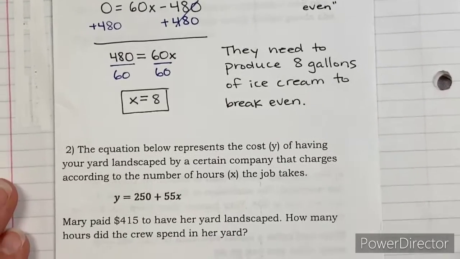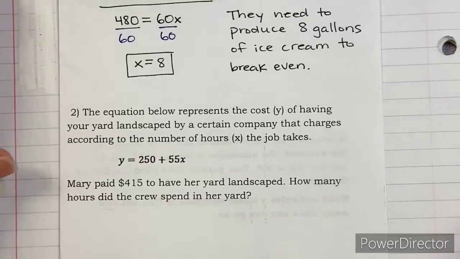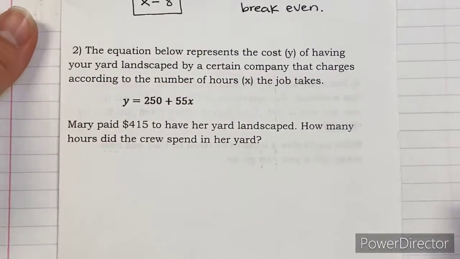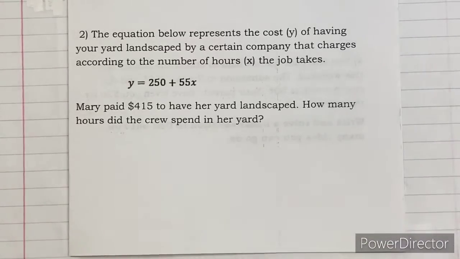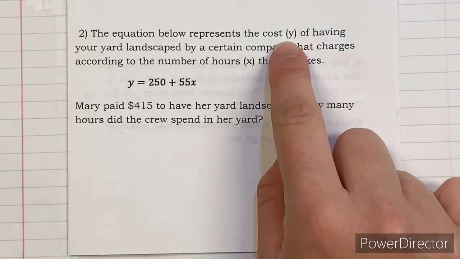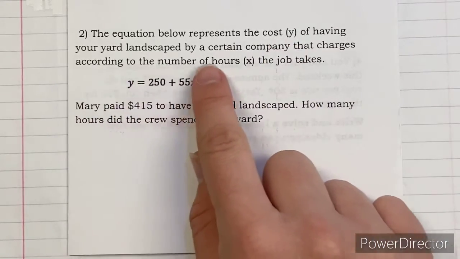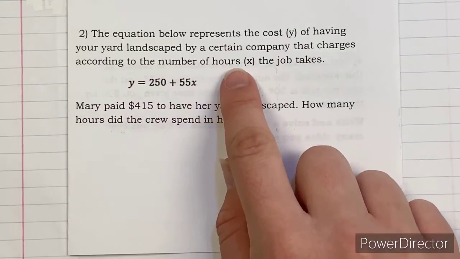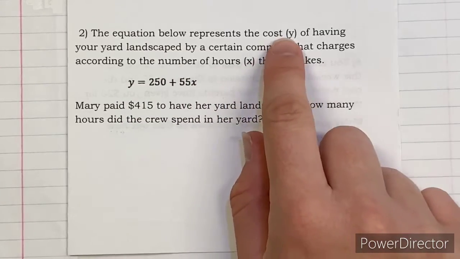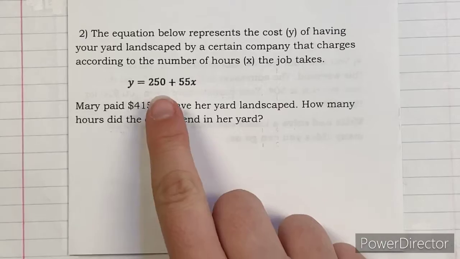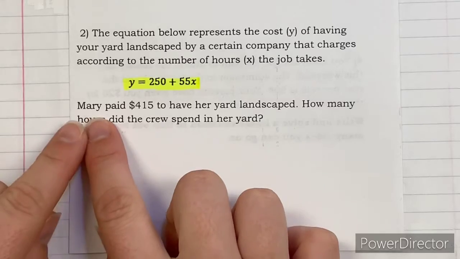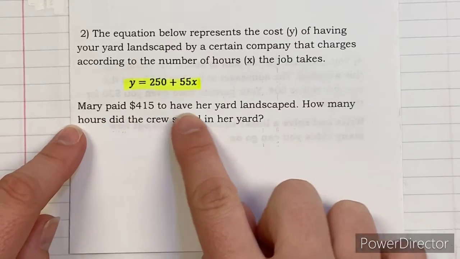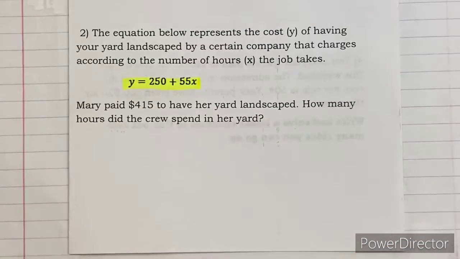Okay, so now let's take a look at example number 2. So I'm going to read it again. Remember, we're only looking for the important stuff. It says the equation below represents the cost y, so y is cost, of having your yard landscaped by a certain company that charges according to the number of hours x the job takes. So y is cost, x is hours. Here's our equation, for sure going to need this. And then down here it says Mary paid $415 to have her yard landscaped. How many hours did the crew spend in her yard?